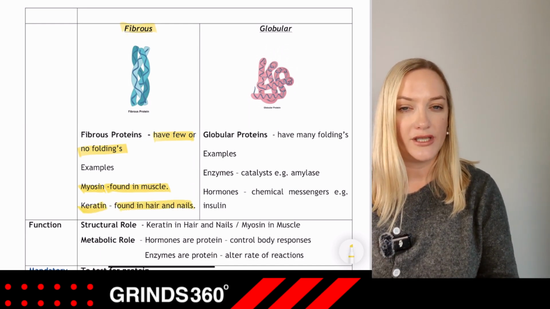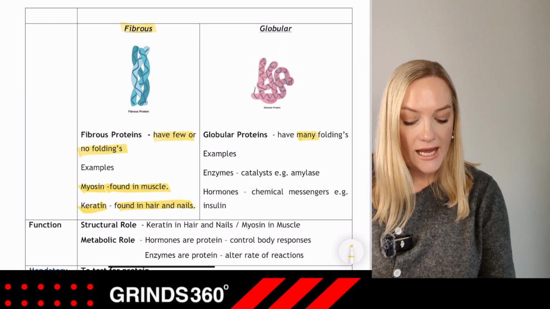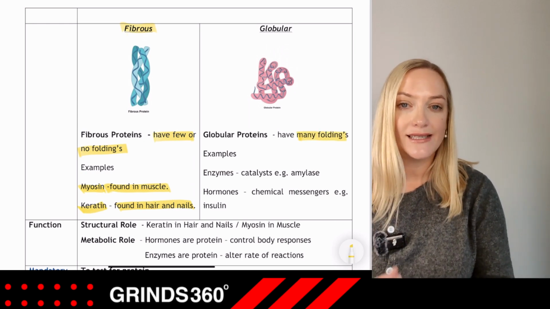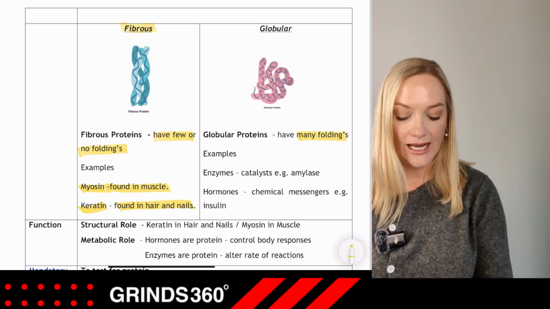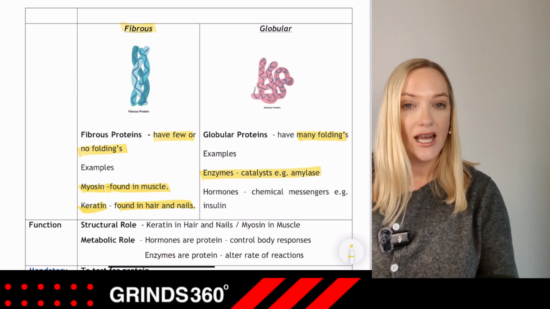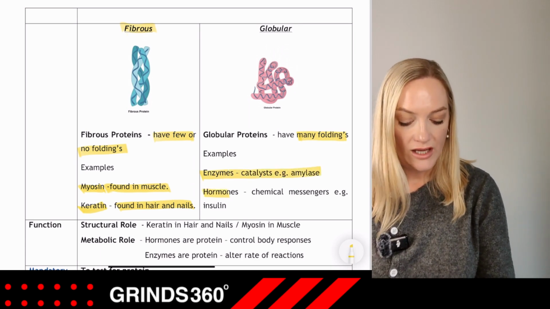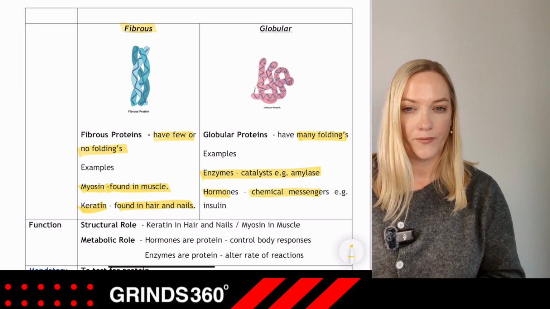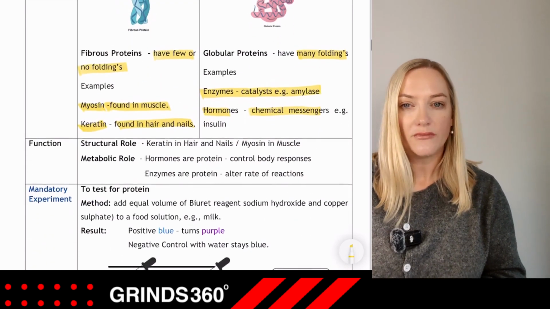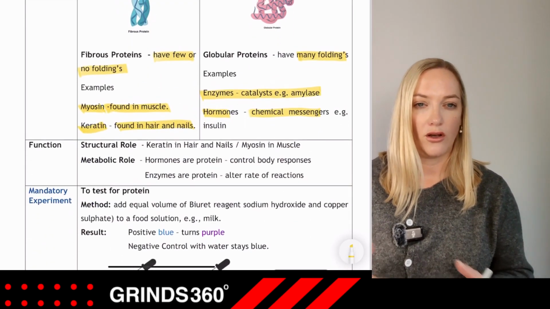A globular protein, so a globular protein here has many foldings. Your main example is enzymes, and enzymes are catalysts. Another example of globular proteins are hormones. These are chemical messengers. So your function, the structural role and metabolic role of proteins.